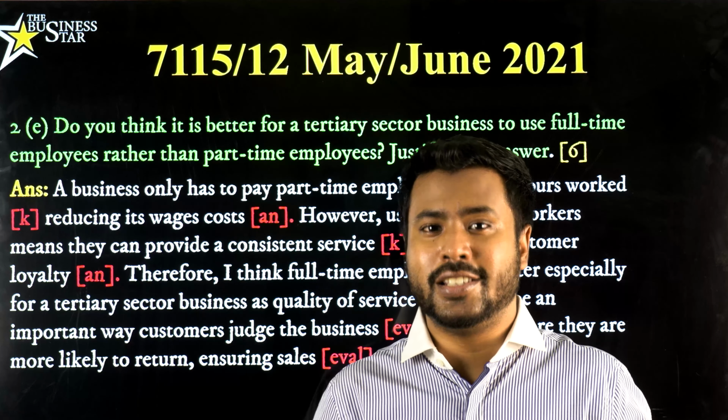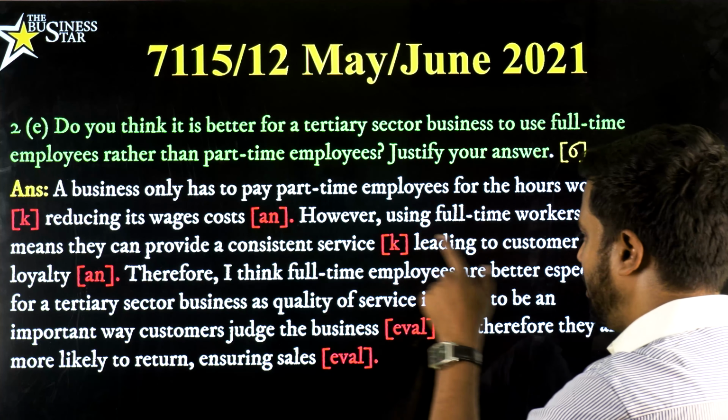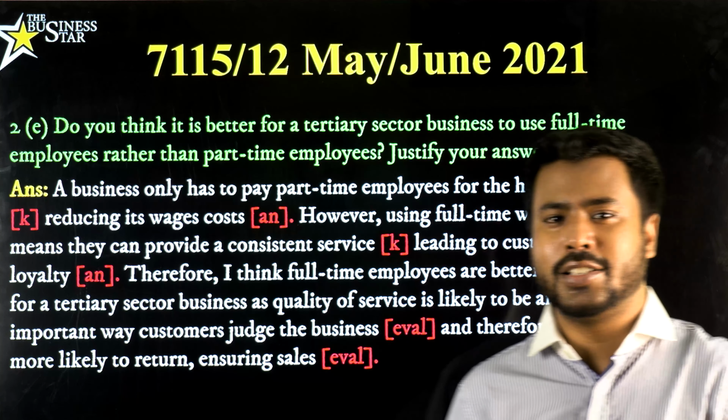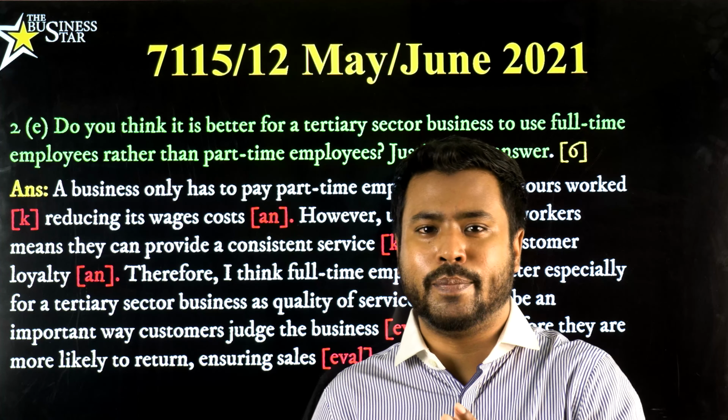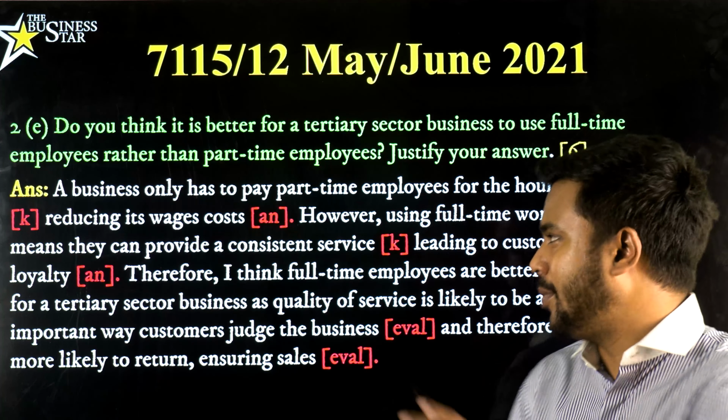All right. So a business only has to pay part-time employees for the hours worked. This is the knowledge, reducing its wage cost. This is the analysis. So here we are talking about the advantages of employing a part-time worker. However, using full-time workers means they can provide a consistent service, which is the knowledge, leading to customer loyalty, which is the analysis. So remember, in this answer, we have given one advantage of using a part-time worker, and the other one is using a full-time worker.